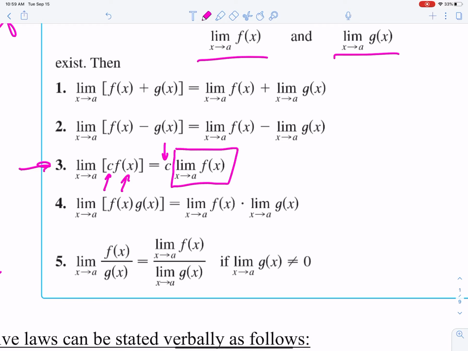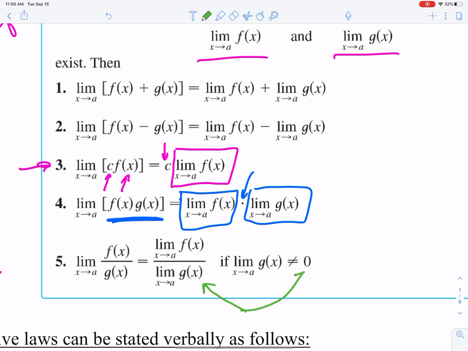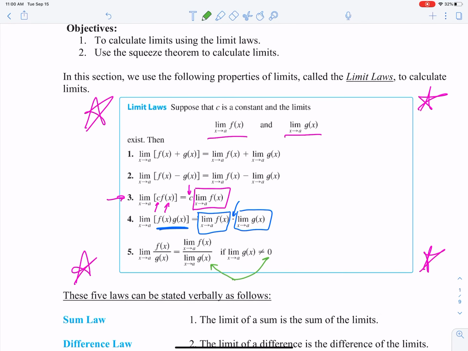Number four, the limit as x approaches a of the product of two functions. Just like addition and subtraction, you can take the individual limits and then multiply them together. Very similar with division, but just like subtraction, order matters. And when we have a denominator, that limit cannot equal 0, otherwise you have an undefined answer. Those are important. Make sure you learn these. Don't just memorize them, understand them.